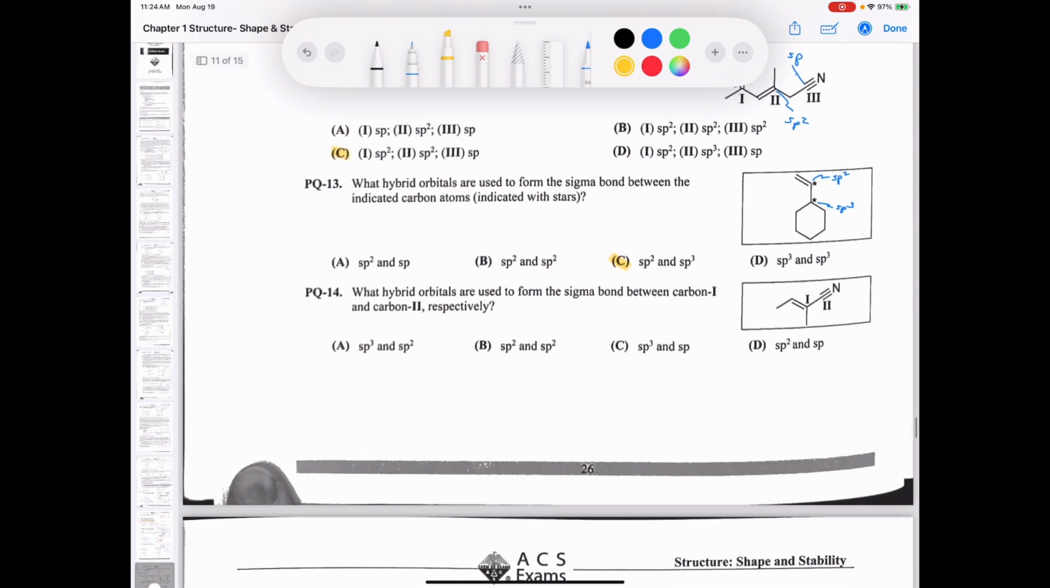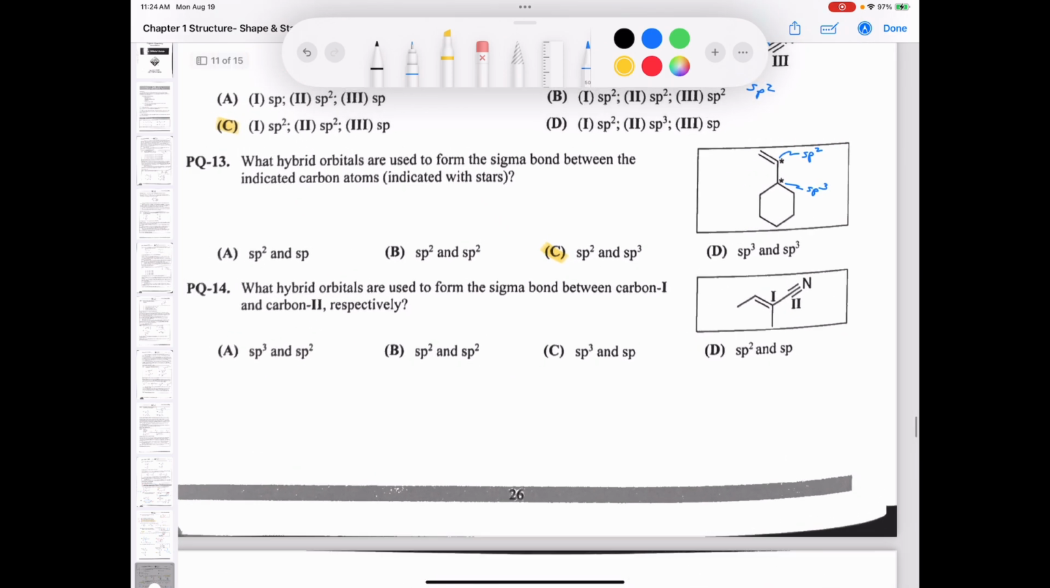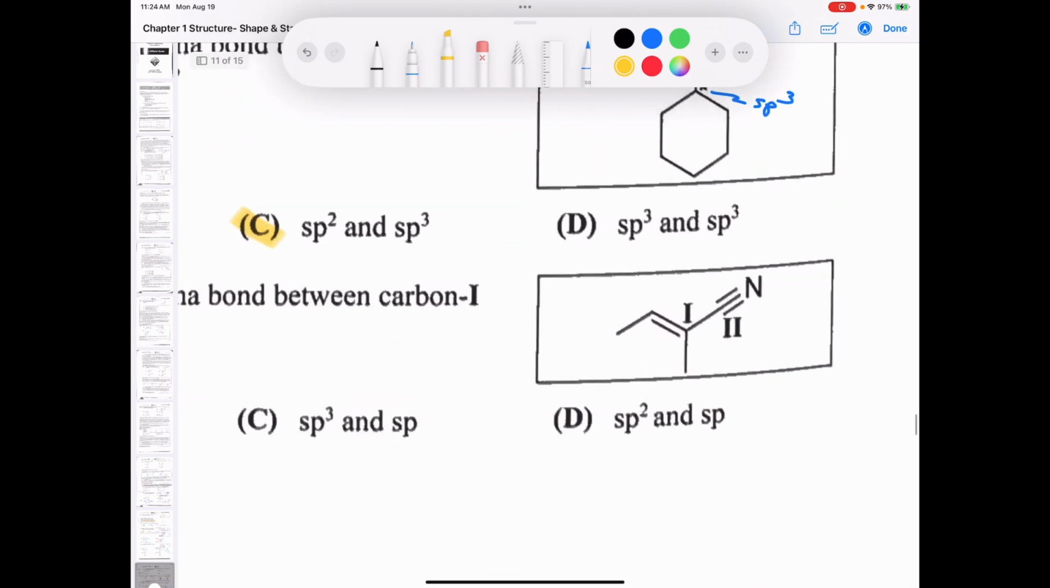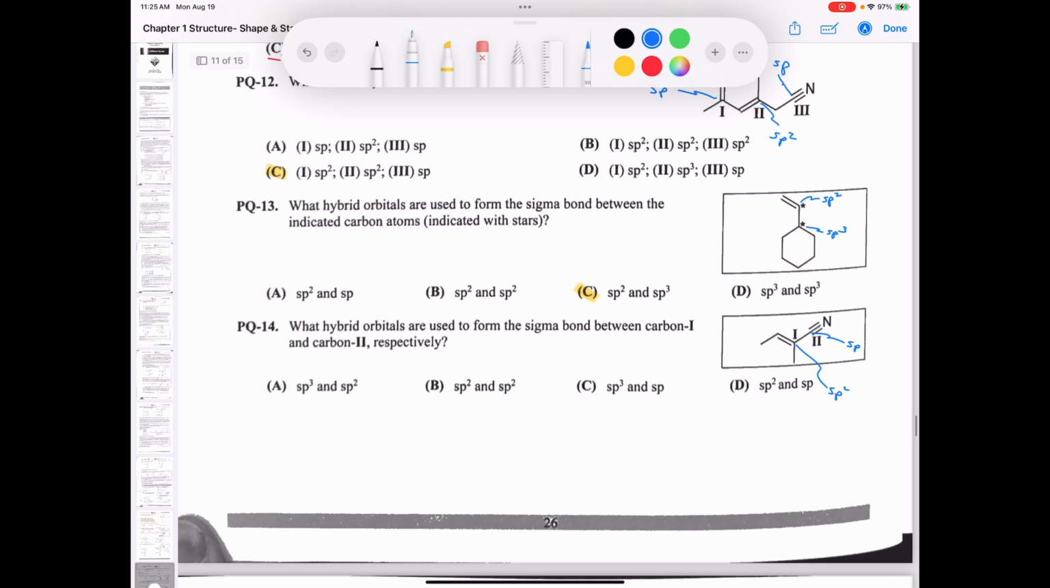Number 14, what hybrid orbitals are used to form the sigma bond between carbon 1 and carbon 2, respectively? Well, if we take a look, we can see that carbon 1 is sp2 hybridized. It's got a double and two singles. And carbon 2, it's got a triple and a single, so it's sp. So sp2 and sp, and so the answer to that one would be D.